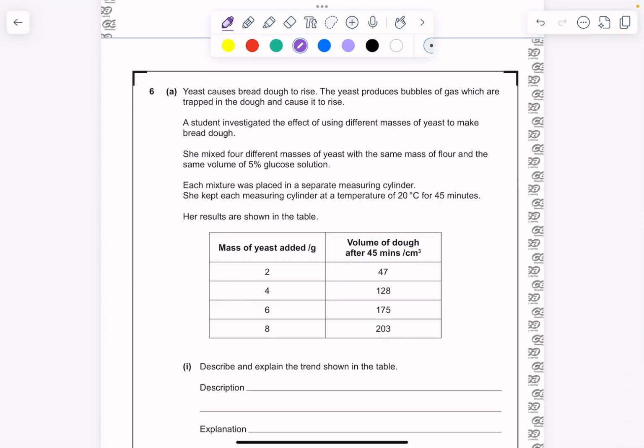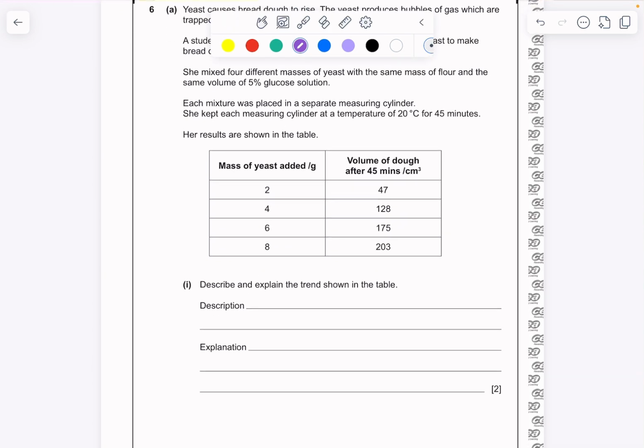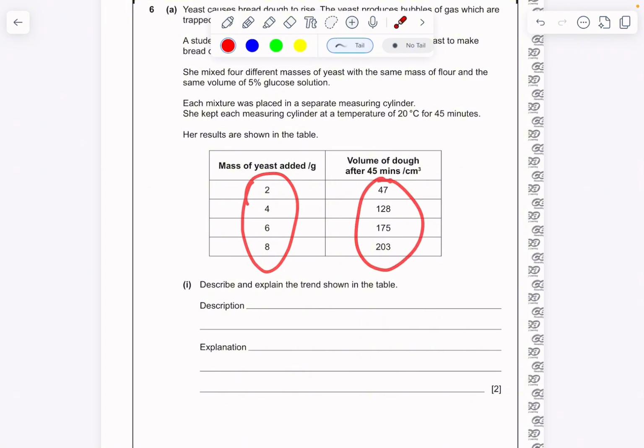Question 6. Yeast causes bread dough to rise. The yeast produces bubbles of gas which are trapped in the dough and cause it to rise. A student investigated the effect of using different masses of yeast to make bread dough. She mixed 4 different masses of yeast and the same mass of flour with the same volume of 5% glucose solution. Each mixture was placed in a separate measuring cylinder. She kept each measuring cylinder at a temperature of 20 degrees for 45 minutes. Here's the results below. So as you can see here again, they have the mass of yeast and the volume of dough that was produced. So we can see here, start off with a 2, as the mass increased, the volume of dough also increased.